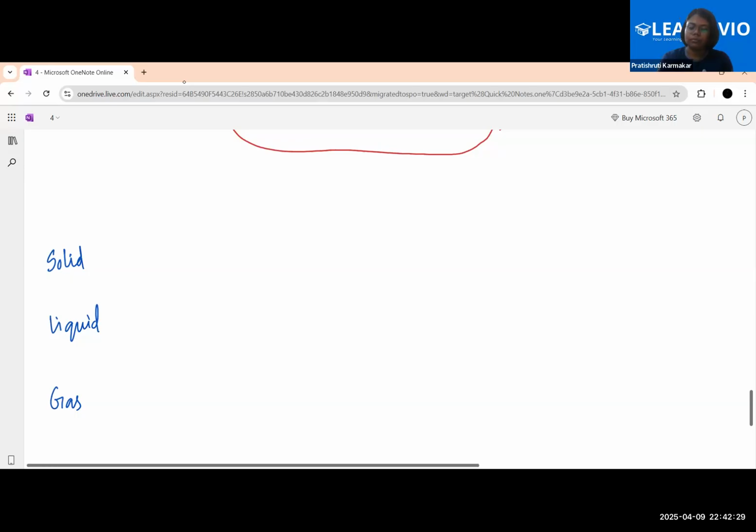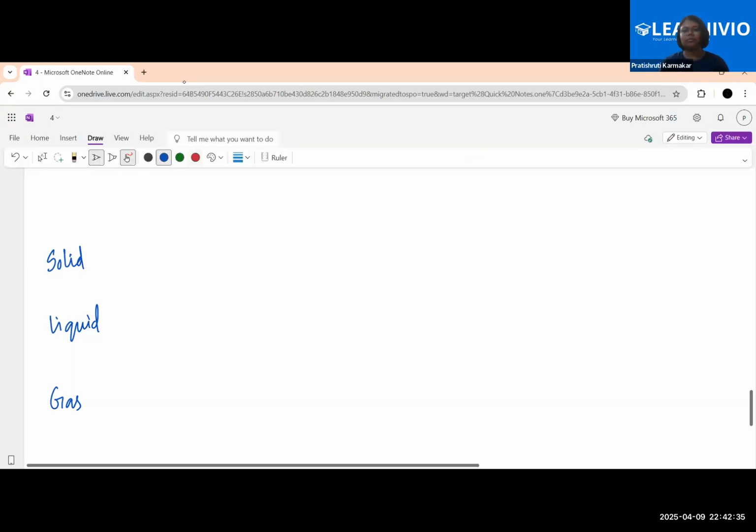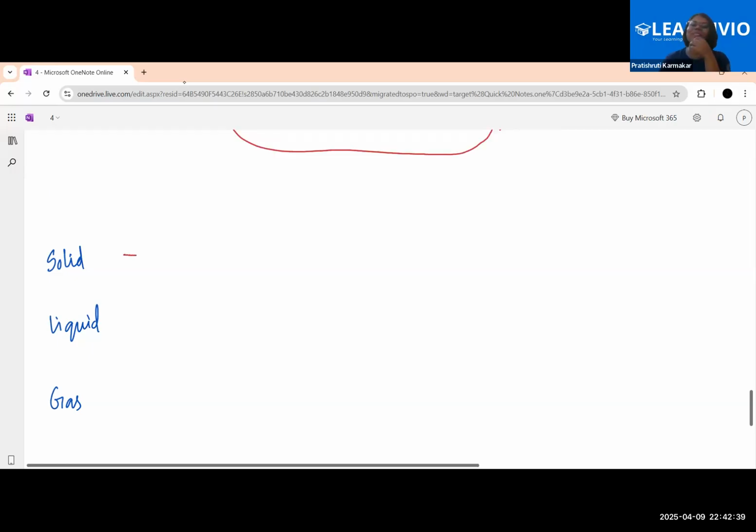In solid, the atoms are closely packed together. They have more intermolecular force and less intermolecular space between them. It has a definite shape, definite volume, definite mass. It has its own shape. Yeah, you have said everything about solid.